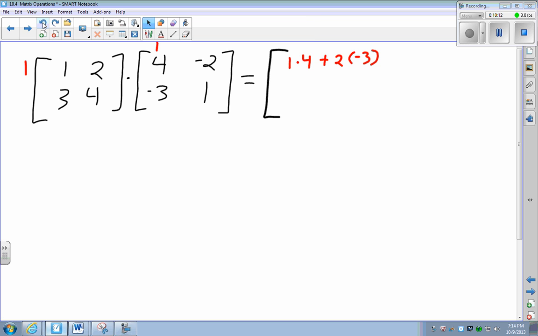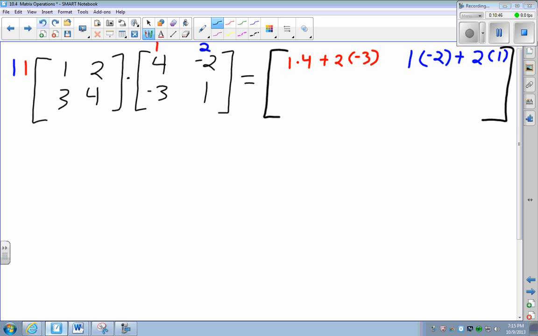All right, now we've got to figure out our next spot. To do that, we take our first row again, multiplied by the second column of the second matrix. All right, so now when we do that, we'll end up getting 1 times negative 2 plus 2 times 1. I'm going to go ahead and close this matrix.